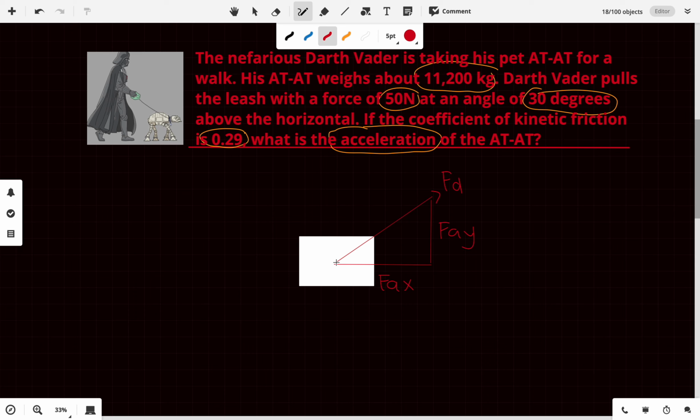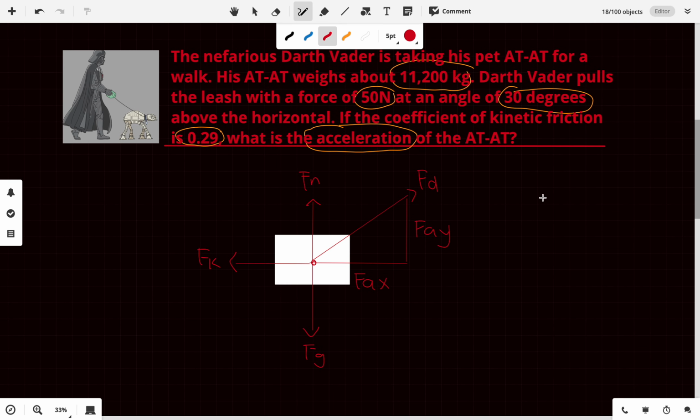Next, I'm going to draw the other forces acting on this AT-AT. One of them is right here, the FN, and the other force is FG. Lastly, we have FK, which is pointing back, the force of kinetic friction. Now, I'm going to define what I set to be positive. I'm going to set the up direction and the right to be positive, so anything in the opposite direction is going to be negative.